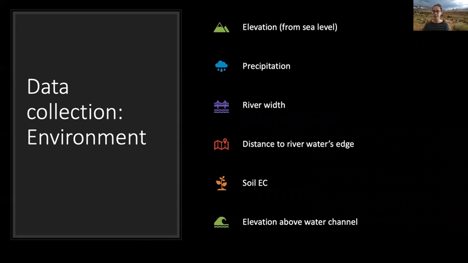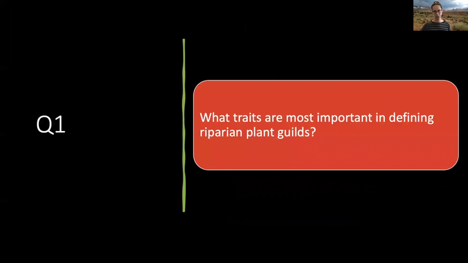We also collected data on abiotic factors: elevation, precipitation, river width, distance to river water's edge, soil electroconductivity, and elevation above the water channel to try and parse out the influence of Tamarix cover and these factors.